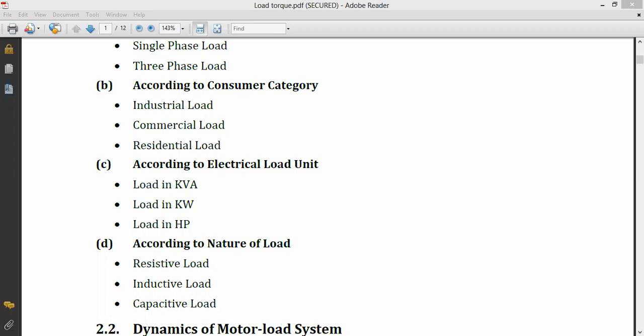Now, if I talk about the second category, depending upon the consumer terminal. According to the consumer terminal, we have classified the load into three main categories. Number one will be industrial load, number two will be commercial load, and number three will be residential load.